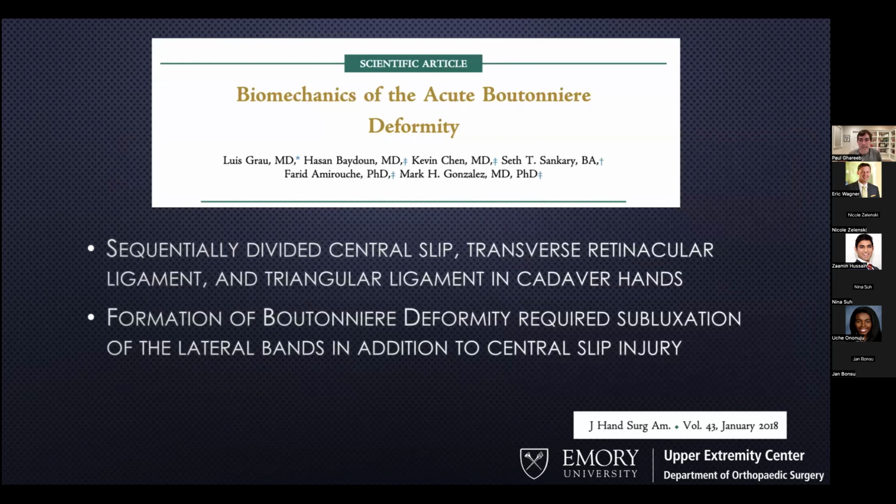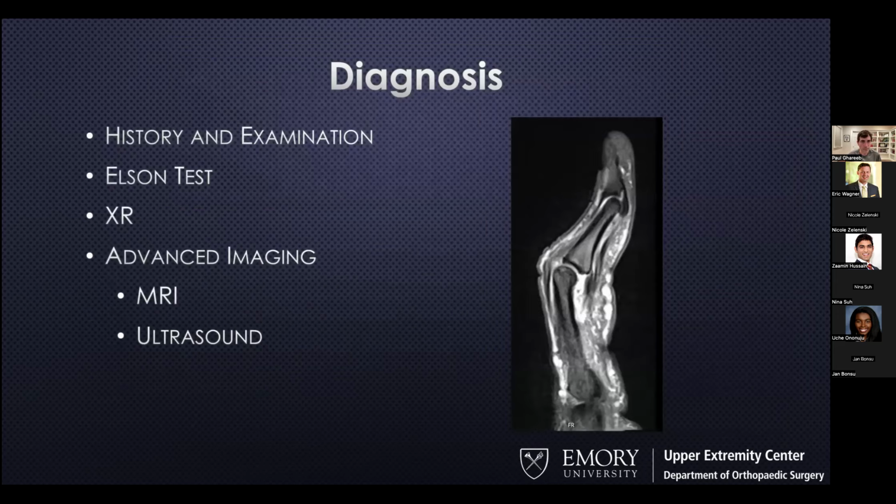This was an interesting cadaveric study from JHS in 2018 where they went through and they sequentially divided the structures that are involved in boutonniere deformities, we think. And really what it showed is it confirmed that it's not just a central slip injury by itself that causes the deformity, but you have to have that subluxation of the lateral bands in addition to this.